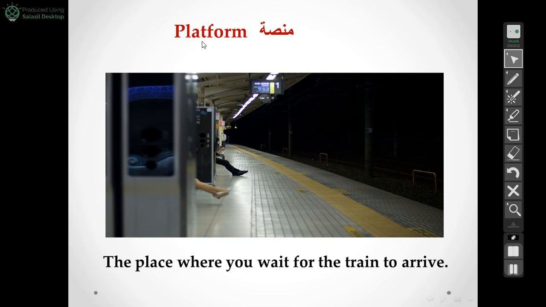Okay. Platform. Platform means منصة. The meaning of platform: the place where you wait for the train to arrive. المكان الذي تنتظر فيه القطار ليصل. Okay? Repeat after me. Platform. Platform means منصة. This is a platform here. This is the place where you wait, تنتظر, for the train to arrive, ليصل القطار. Okay?